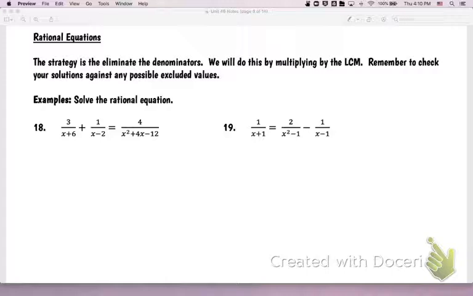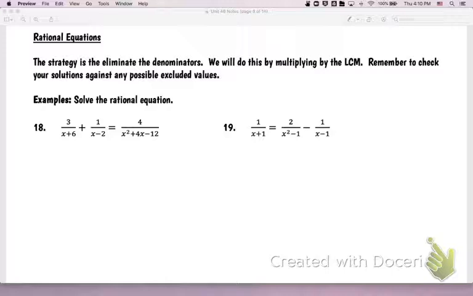You have to be careful because remember we have excluded values. For example, on number 18, x can't be -6, x can't be +2. So if I get either of those as an answer, I have to toss it out because it's an excluded value. All right? So let's look at number 18.